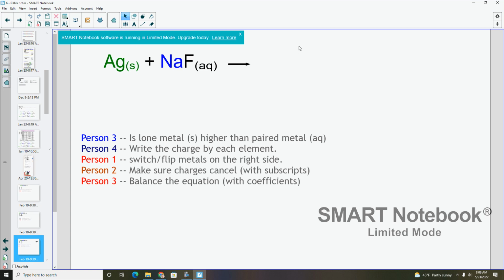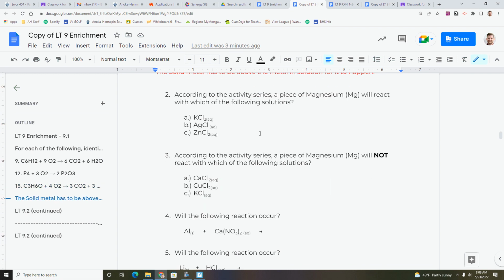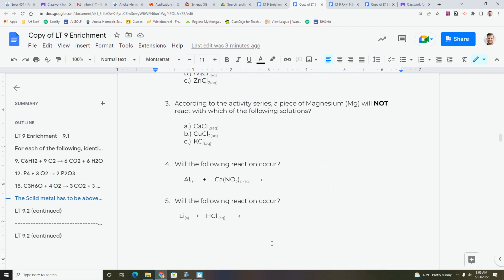Is Ag above Na? Here, find it. It's not. So what we just know, you can put silver in sodium fluoride solution and nothing would happen. It won't switch. Sodium's like, hey, I'm cooler than you. I'm more reactive. You don't get to come into my pool. So that's the idea there. Go back to your green sheet here and see if you can answer 2 through 5.